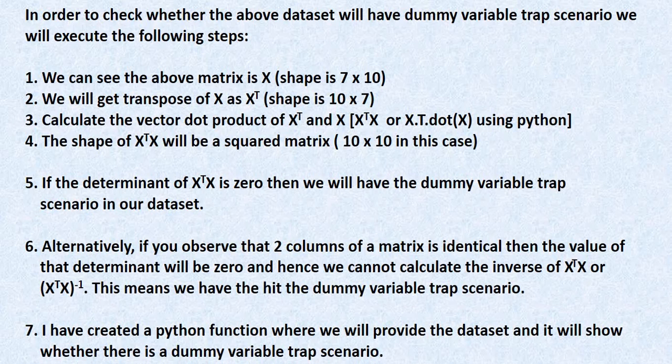We have to ensure the matrix x transpose x will be a square matrix, not a non-square matrix, because we cannot calculate the determinant of a non-square matrix, and in a dummy variable scenario the determinant of x transpose x will play a big role. So if the determinant of x transpose x is 0, then we have hit the dummy variable trap scenario in our data set. Alternatively, if you observe that two columns of a matrix are identical, then the value of that determinant will be 0, and hence we cannot calculate the inverse of x transpose x, or (x transpose x) whole inverse.